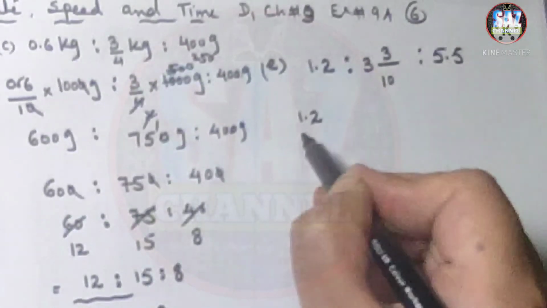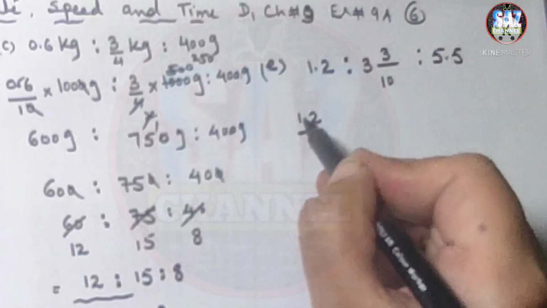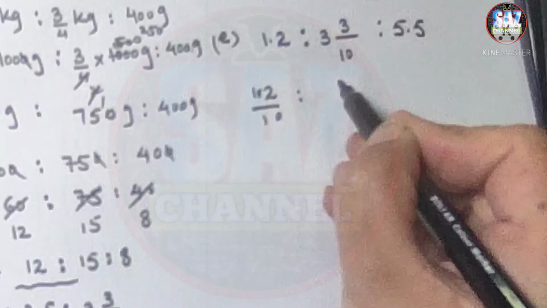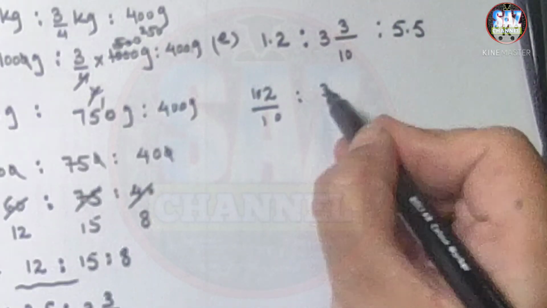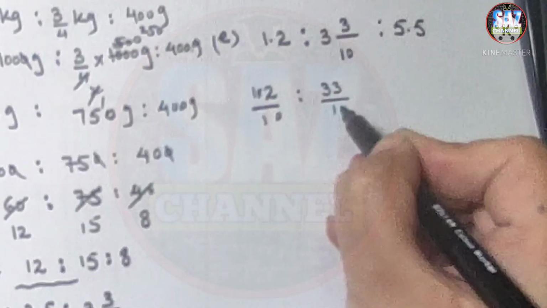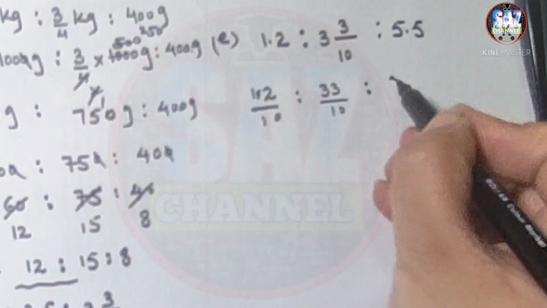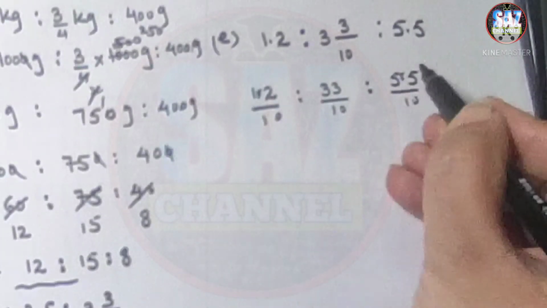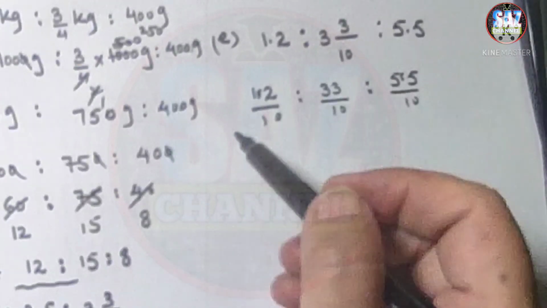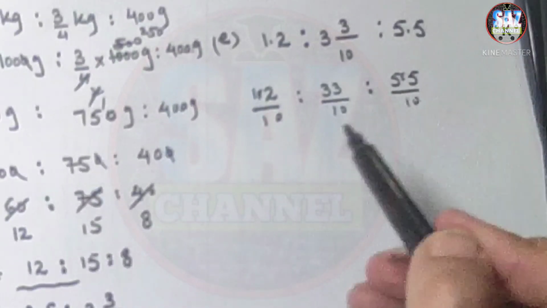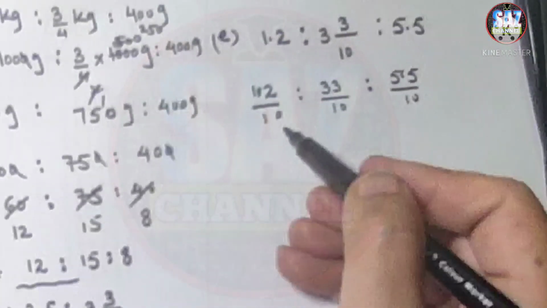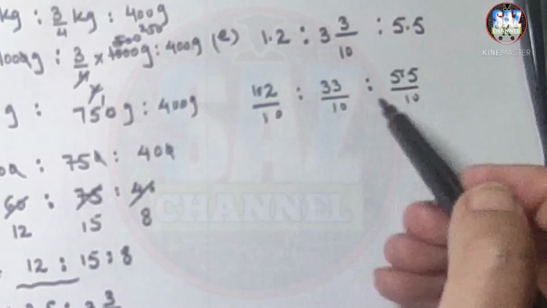1.2 divided by 10. Okay, 1.2 divided by 10. Ratio 10 3s are 30, 33 by 10, and the ratio is with 5.5. Again, remove the decimal. 55 by 10. Now, all the fractions have the same denominator. So, what we have to do, we have to multiply all parts of the question by 10.